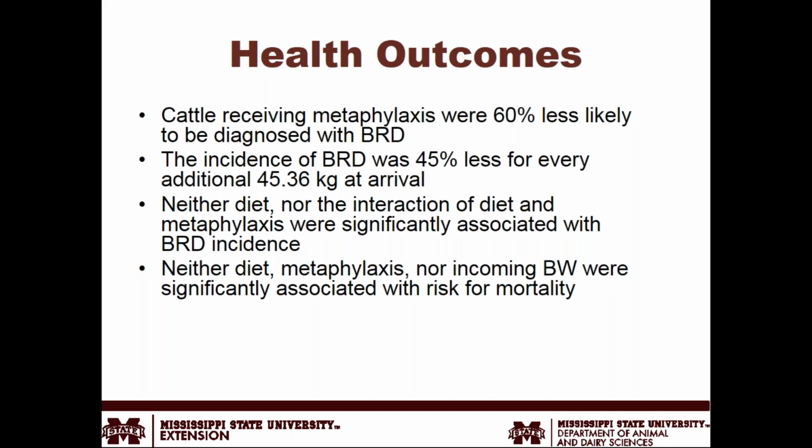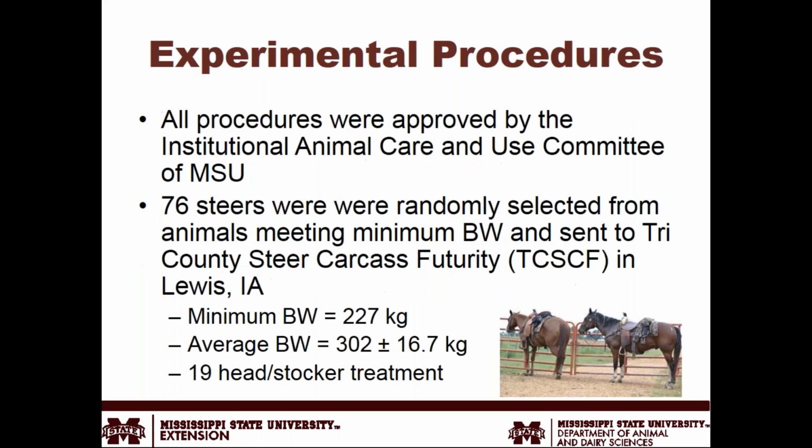So those cattle that received that mass treatment on arrival were 60% less likely to be diagnosed with BRD. So that mass treatment on arrival in this group of high-risk calves worked really well. So this is something that I think is really important. For every little over 100 pounds that those calves were heavier at arrival, they were 45% less likely to get sick. So that's something that I think is really key.